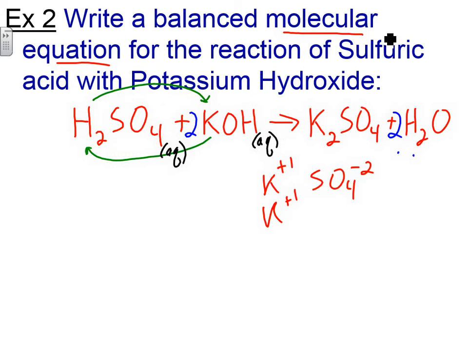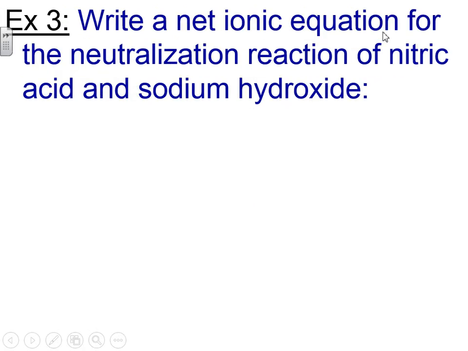The salt, according to the solubility rules, is still aqueous because all group 1 metal ions dissolve, and then water obviously is a liquid. So this is a case where 3 aqueous form a liquid product. Let's do the same thing now, except let's follow it up with a net ionic equation.